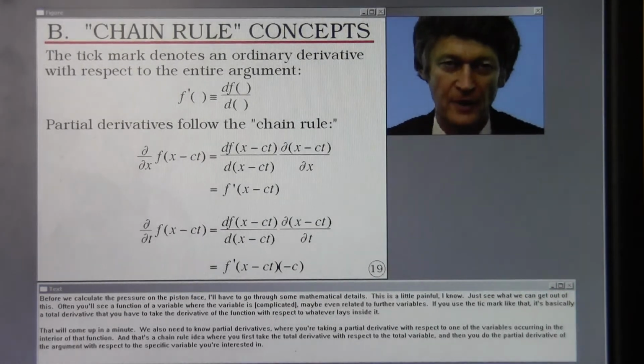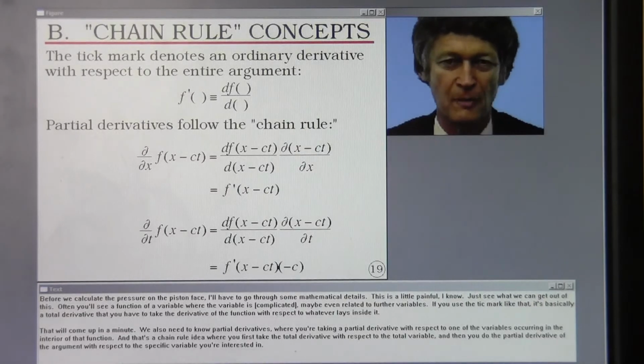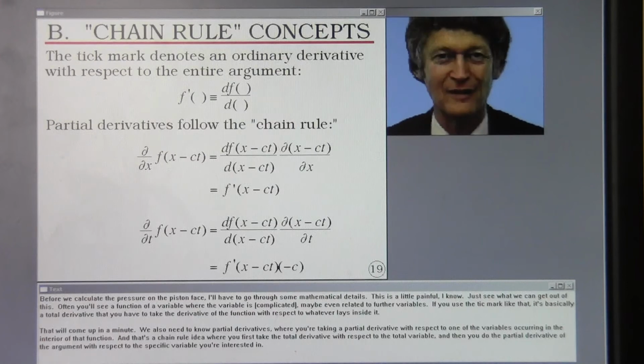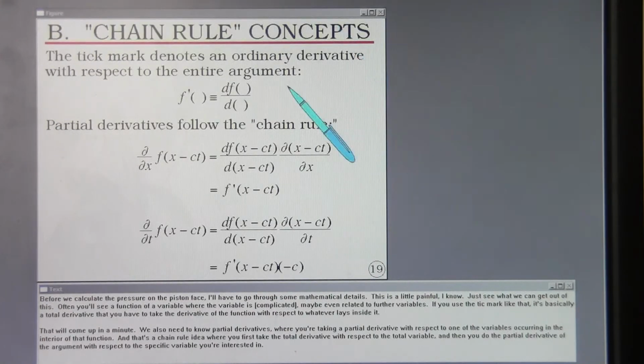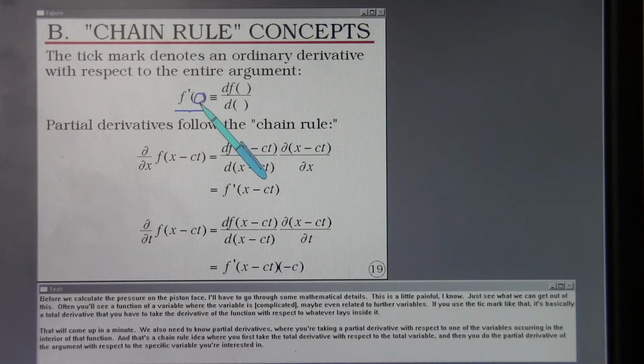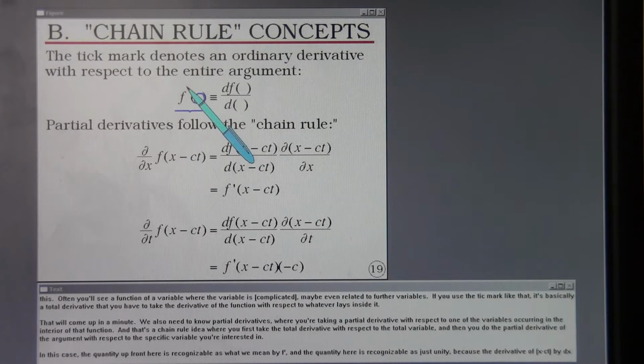Before we calculate the pressure on the piston face, I'll have to go through some mathematical details. This is a little painful, I know. Just see what we can get out of this. Often you'll see a function of a variable where the variable is complex, maybe even related to further variables. If you use the tick mark like that, it's basically a total derivative: you have to take the derivative of the function with respect to whatever lies inside it. That'll come up in a minute.